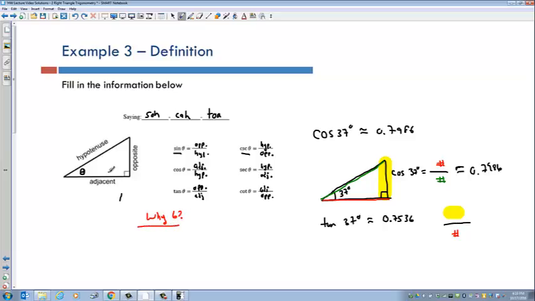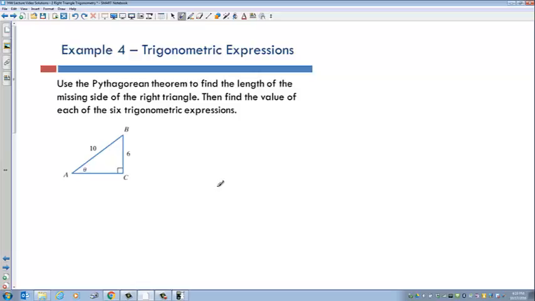And if you think about it, you have 1, 2, 3 things. You have an adjacent side, opposite side, and hypotenuse side. How many different ways can you divide those 3 things? And if you write them all down, you'll see that there are just 6 ways to divide those 3 different things. That's why there are only 6 trigonometric expressions. All right, let's move on.